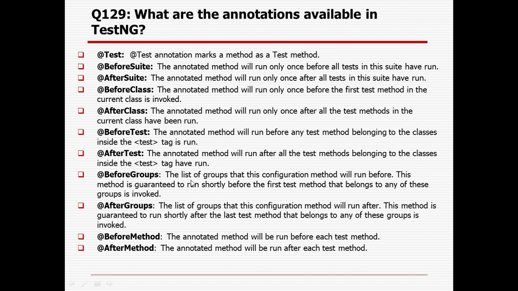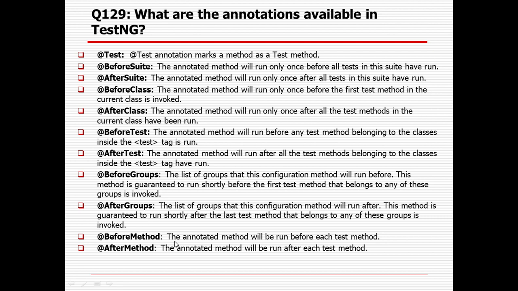Before groups and after groups. Before groups: the list of groups that this configuration method will run before. This method is guaranteed to run shortly before the first test method that belongs to any of these groups is invoked. Similarly, after groups: the list of groups that this configuration method will run after. This method is guaranteed to run shortly after the last test method that belongs to the group is invoked. In a group you can add multiple tests or classes. So whenever we are grouping and running any group, before group and after group will run before and after the group you added.